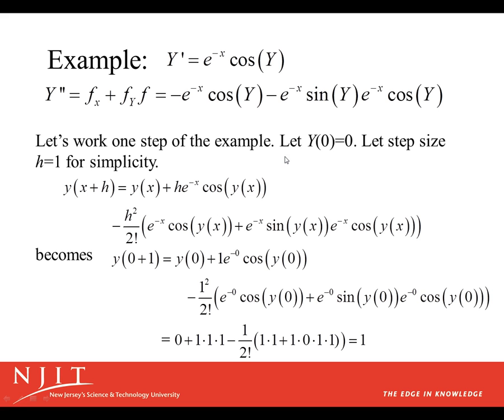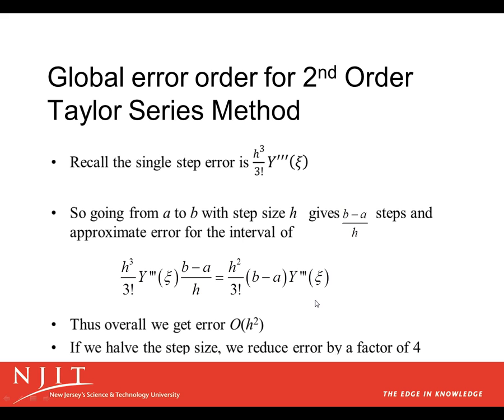If we work out one step of this example, letting y of 0 equal 0 and step size equal 1 to make it simple, we have y of x plus h is y of x plus h e to the minus x cosine y minus this h squared over 2 factorial term that we just discussed. And we plug in x is equal to 0, h is equal to 1, and the initial value of y of 0 is equal to 0. And so we plug in for all these values. All the x's are 0, all the y's are 0. And we work that all the way through, and we have y of 1 would equal 1 after one step using the second order Taylor series method.